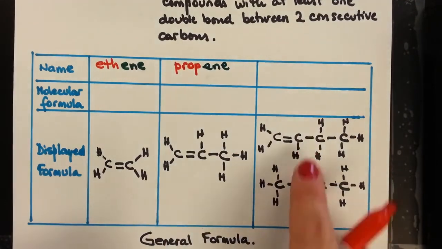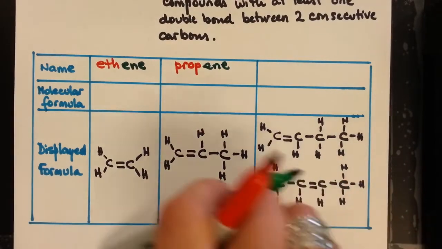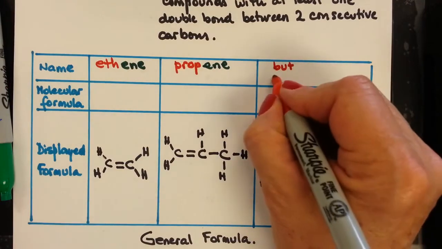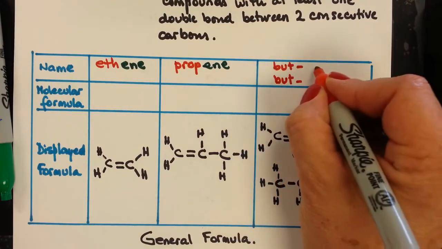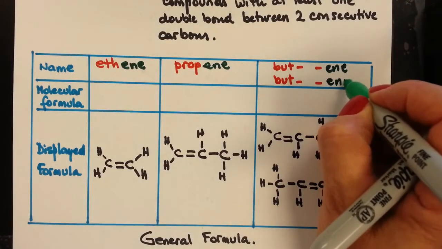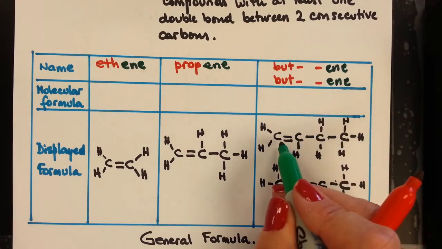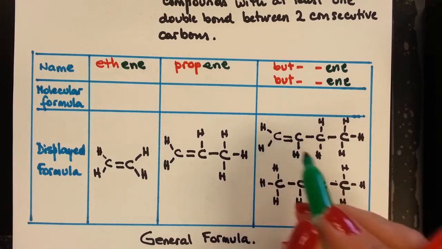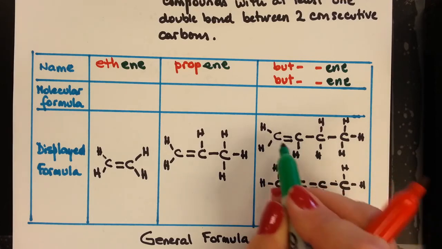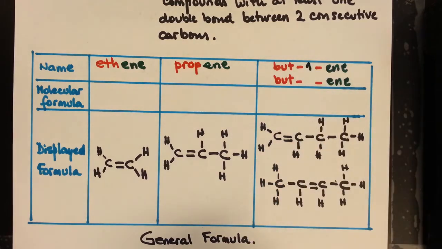But in this particular case, we have two, so we are going to separate the prefix and the suffix. So it's going to be but, dash, and then ene. And this is going to have in the center a number, which is the smallest number that I can put that contains the carbon with the double bond. In this case, we said we begin counting from here. It's between 1 and 2. 1 is the smallest number, so this is going to be but-1-ene.